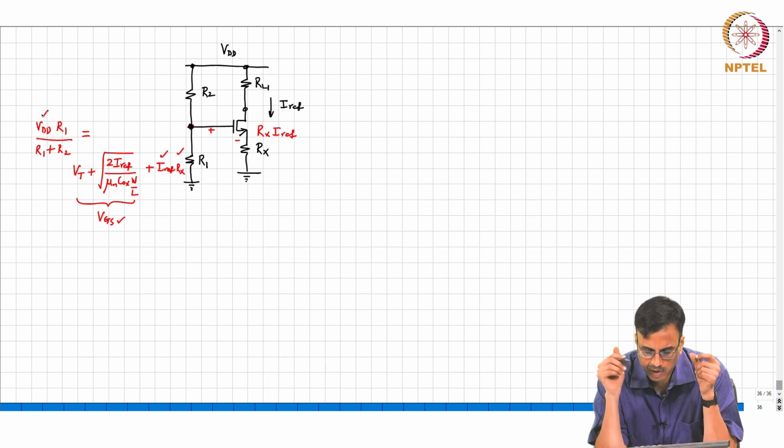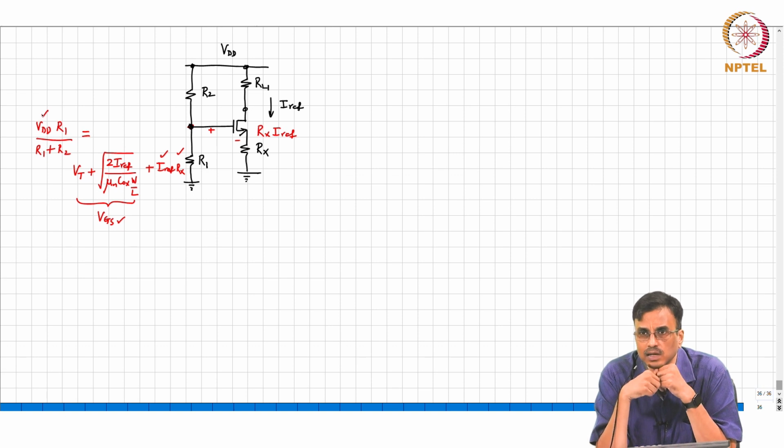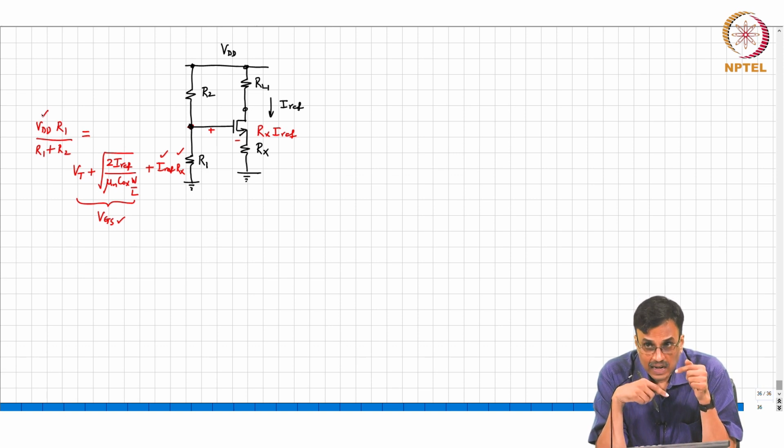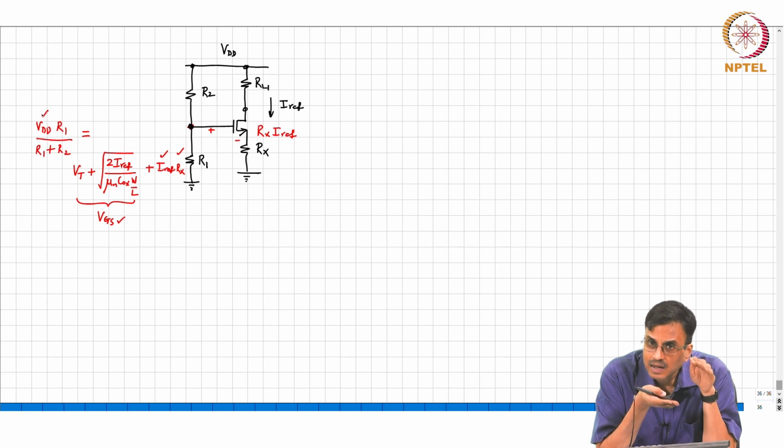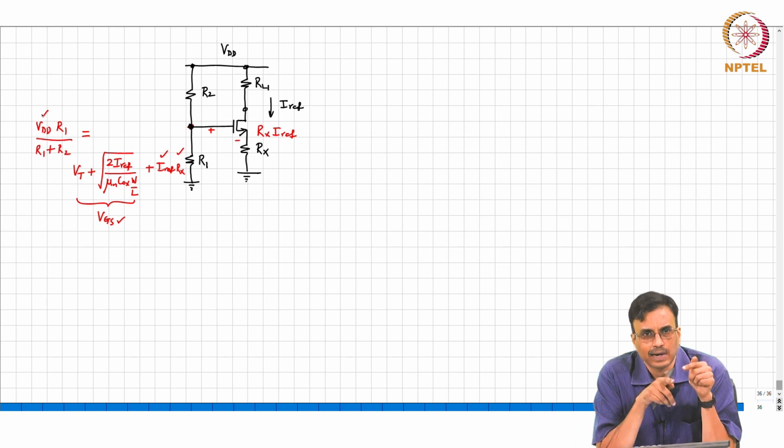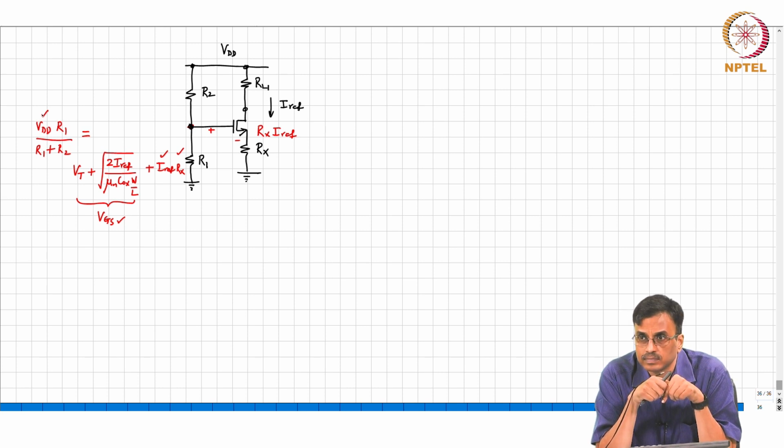Think about it this way: if IREF attempts to increase for some reason, what comment can you make about the source potential? It will increase, thereby reducing VGS, and therefore will act in a way as to reduce IREF. Does it make sense?